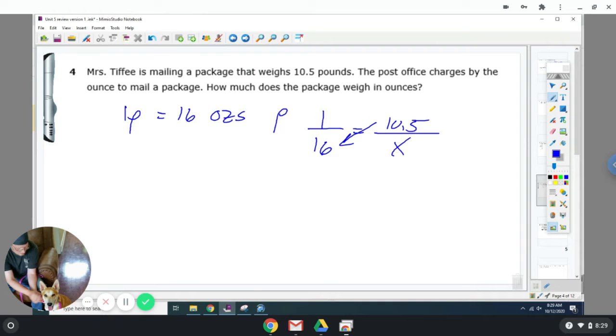10.5 times 16 comes out to 168. So it'll be 168 ounces.